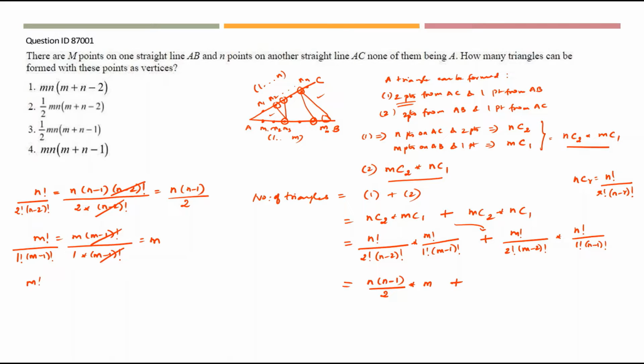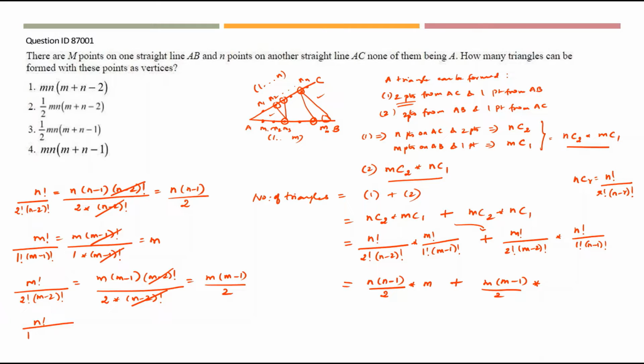m factorial divided by 2 factorial into m minus 2 factorial. Since we have m minus 2 factorial in the denominator, we will make it as m into m minus 1 into m minus 2 factorial, divided by 2 factorial, which is 2 into 1, 2. Then I have m minus 2 factorial again, I cancel this, and we have m into m minus 1 by 2, into n factorial divided by 1 factorial into n minus 1 factorial.